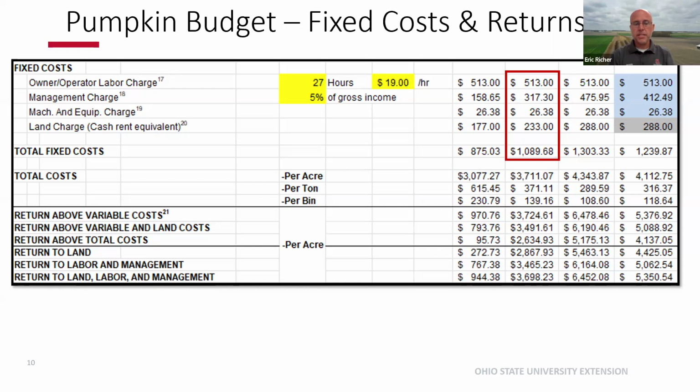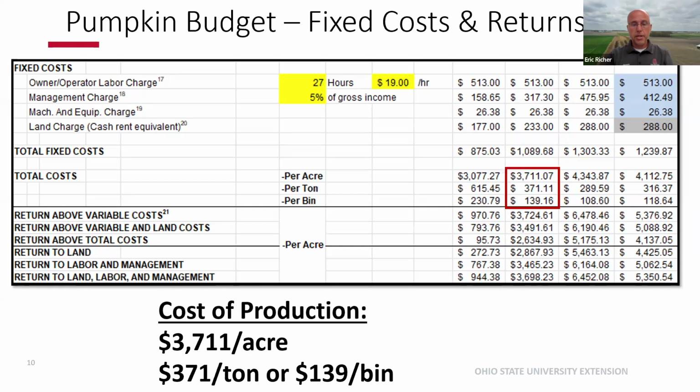It then sums up the total fixed costs, eventually adds up the total costs that are associated with this budget, and calculates them on a per acre, per ton, and per bin cost of production. And so my question to you is, in our standardized budget for 2024, are you better or worse than $3,711 per acre, $371 per ton, or approximately $139 per bin? So something to evaluate yourself on. Give us some feedback as well as we continue to improve and revise this budget.